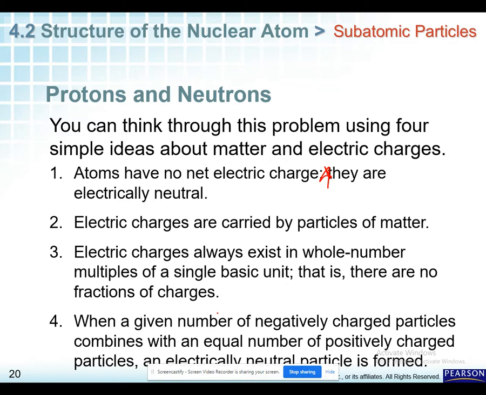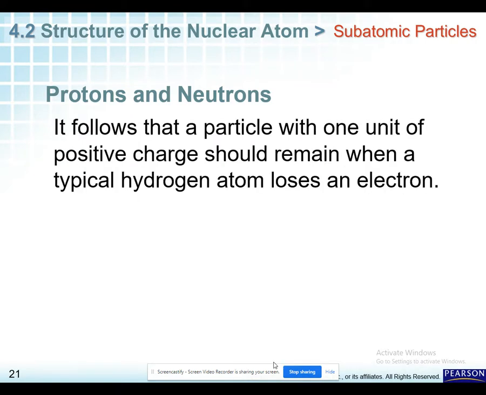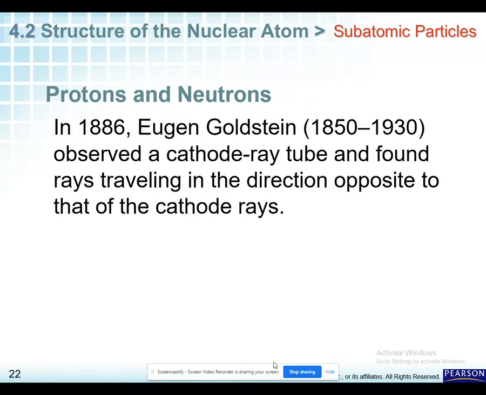And then number 4, when a given number of negatively charged particles combines with an equal number of positively charged, that is how we get an electrically neutral particle. So if you have 2 negative and 2 positive, well, -2 plus 2 gives you 0. It's neutral. So if you think of those 4 things that we know, it follows that the particle with 1 unit of positive charge should remain if you lose an electron. So what's left behind is a positive charge, and we call those protons.